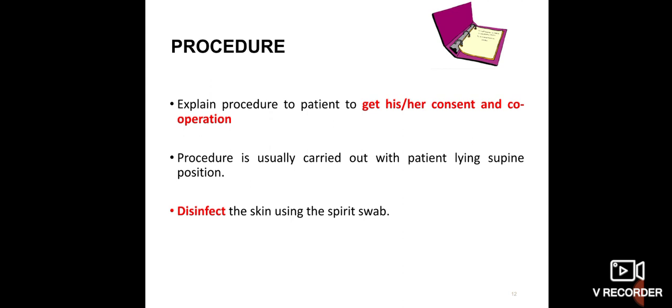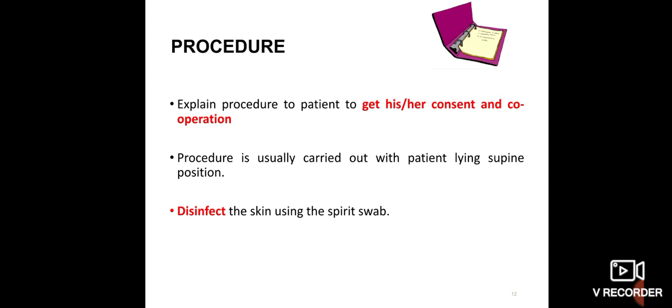Coming to the procedure, first of all we have to explain the procedure to the patient, what we are going to do to him. We'll get his consent and cooperation. The important thing in consent is you have to explain the procedure and get the consent in the local language. So if the patient is a Gujarati patient, you have to explain the procedure completely, what you are going to do to the patient, in Gujarati language, and you have to take the permission in Gujarati. Similarly, if the patient is coming from a Hindi background, you have to take consent in Hindi after properly telling the patient about the procedure in Hindi.